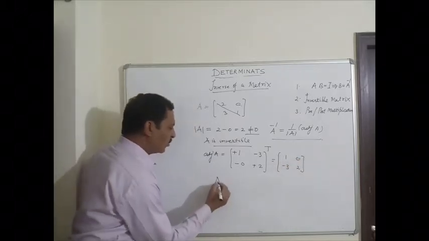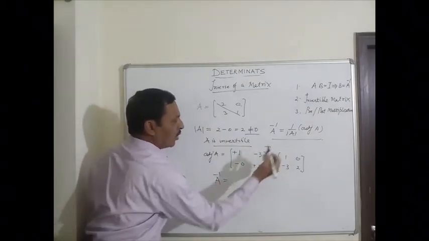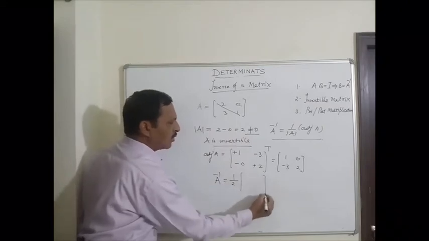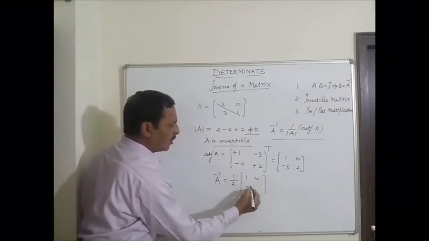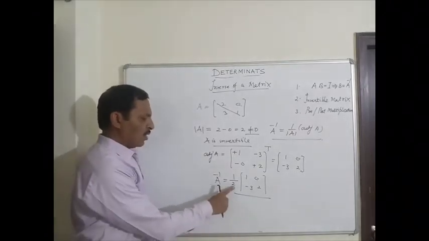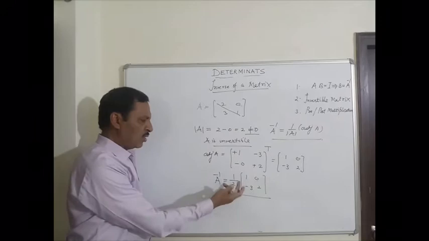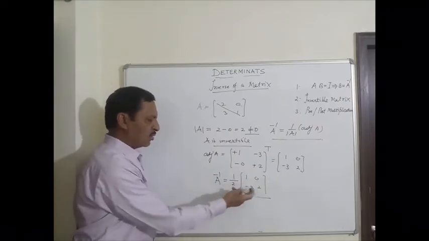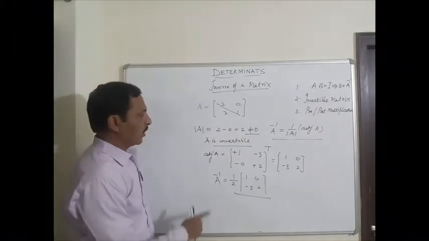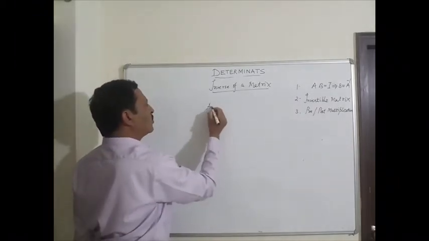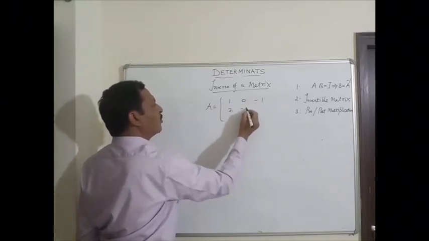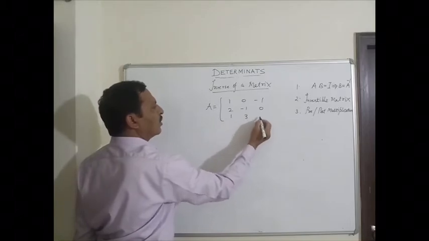So what is A inverse equal to? By this formula, it is 1 upon the value of the determinant, that is 2, and 1, 0, minus 3, 2. Generally, we keep the value of the determinant outside only. Don't try to divide it because it makes our calculation difficult. Now, let's take another matrix A equal to 1, 0, minus 1, 2, minus 1, 0, 1, 3, 1.